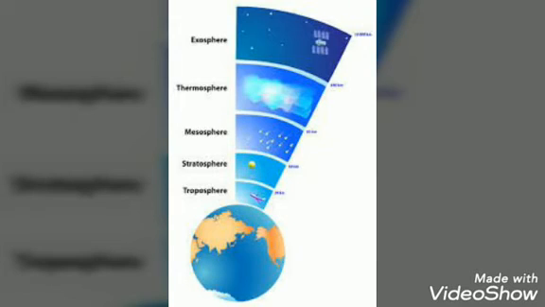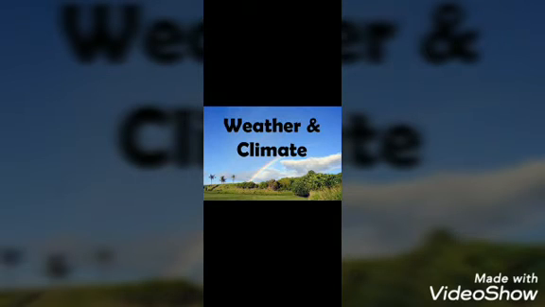And the last layer is the exosphere. It is the uppermost layer of the atmosphere with very thin air. I am repeating, it is the uppermost layer of the atmosphere with very thin air. Light gases like helium and hydrogen float into space from here. So this was the composition of the atmosphere and the structure of the atmosphere.